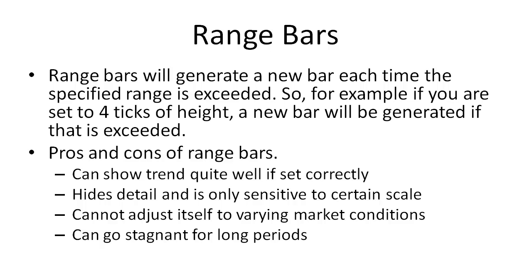Range bars will generate a new bar each time the specified range is exceeded. So for example, if you're set to 4 ticks of range, a new bar will be generated if that range is exceeded, for example, on the 5th tick. Now here are the pros and cons of range bars. It can show a trend quite well if it's set correctly, and it hides detail.